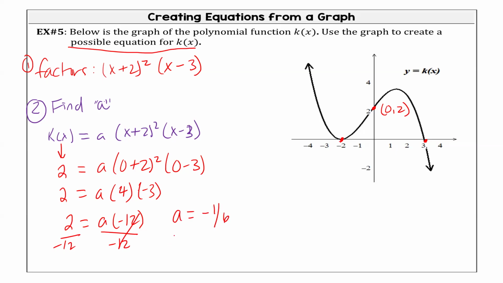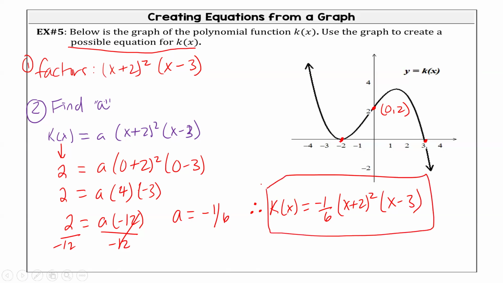So we get that our A value equals what? Negative 1/6. Good job. So therefore, this is a symbol that you're going to start seeing a lot more. Then and therefore, that's what this little button means, because you know mathematicians are lazy, so why not make up a symbol for words we don't want to write? Then and therefore, k of x equals negative 1/6, and then our factors, (x plus 2) squared times (x minus 3). And that is our goal, to be able to find a possible polynomial without a calculator.